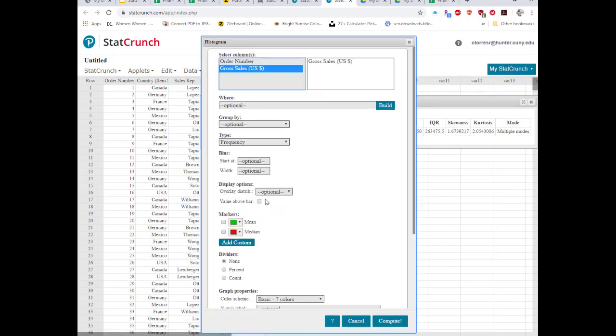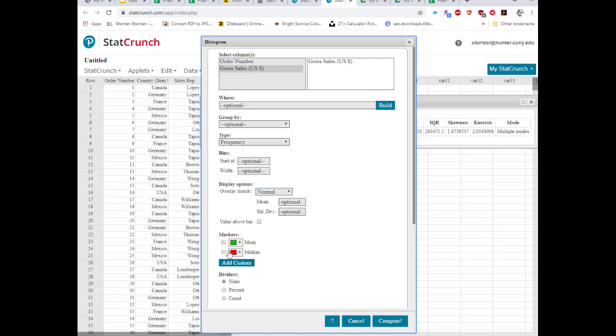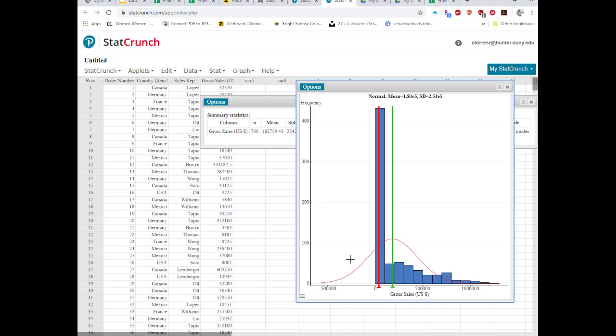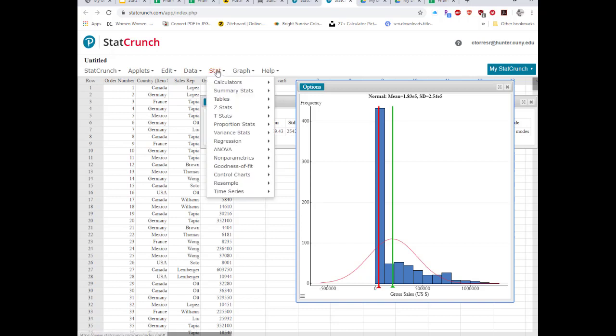Gross sales. Overlay distribution is normal. Mean, median. Pop that in there. Look at this thing. I would have thought it would have been much more kurtosis. The mean and the median are pretty far off. It's got a lot of data over here and not a whole lot of data over here. So this is also confirming that there is a large positive skew. The data is not distributed normally. Okay, let's go to the next one.